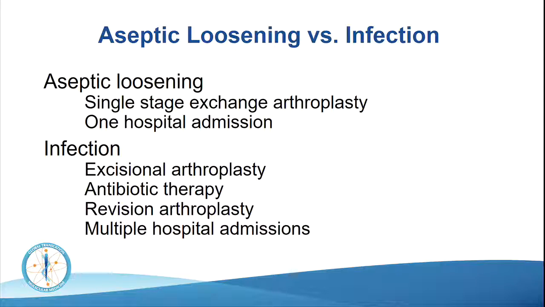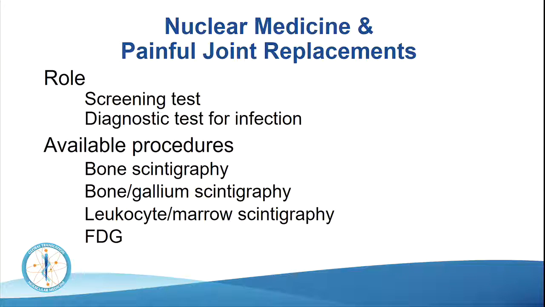The treatment of aseptic loosening and infection are considerably different. Aseptic loosening typically is successfully managed by a single-stage arthroplasty, one hospital admission. That is, in with the old and out with the new in the same setting. And treatment of the infected joint replacement is more complicated. It typically requires an excisional arthroplasty with antibiotic therapy, a protracted course for weeks, sometimes months, and eventually a revision arthroplasty requiring at the very least two and oftentimes more hospital admissions.